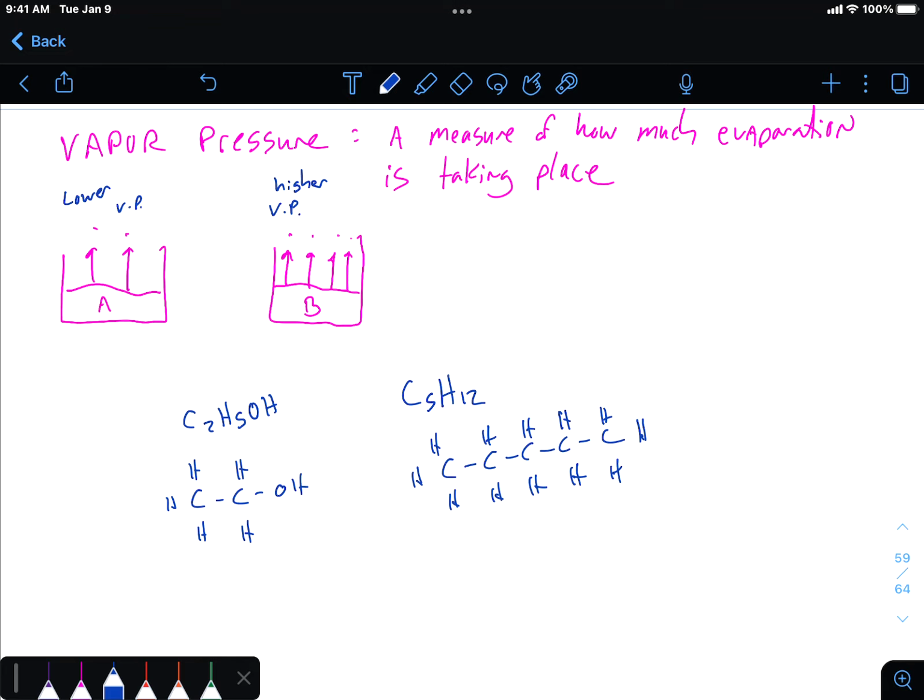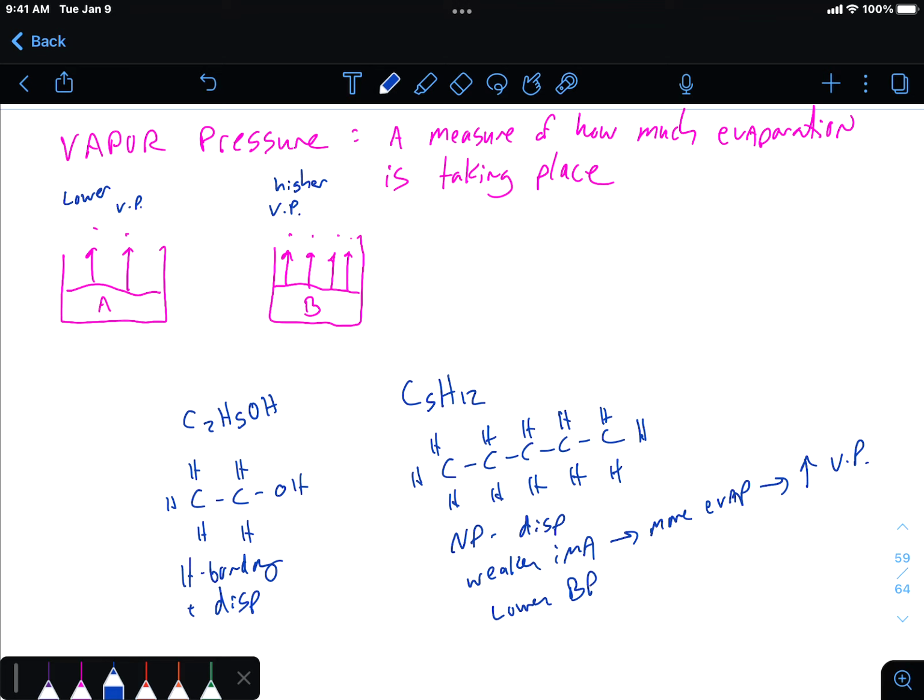C5H12. Yes. And what did you base your decision on? There's weaker attractions. Okay. This is nonpolar. It has only dispersion forces. This has H bonding as well as dispersion forces. So weaker intermolecular attraction means more evaporation, which means higher vapor pressure. It also means lower boiling point. That has a lower boiling point because this one has the higher boiling point.